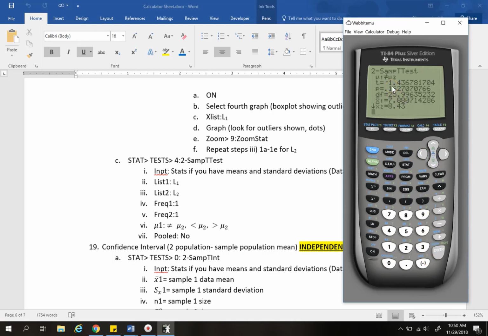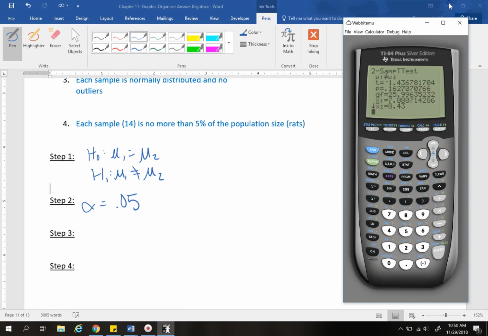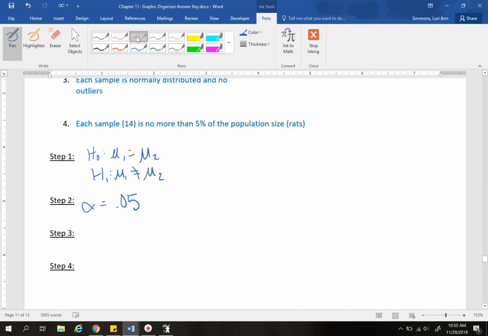T is negative 1.44, p-value is 0.163. Remember, p-value, this is probability, so you can never be negative and it can never be greater than 1.